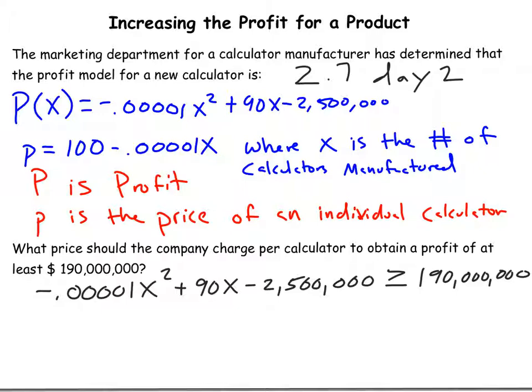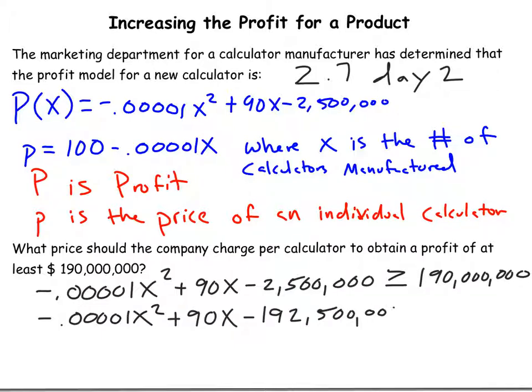Now, as always is the case with any polynomial, whether it's an equation or an inequality, I want one side to have a 0. So I'm going to subtract 190 million. And that would give me that. And now we have an inequality that we need to solve.